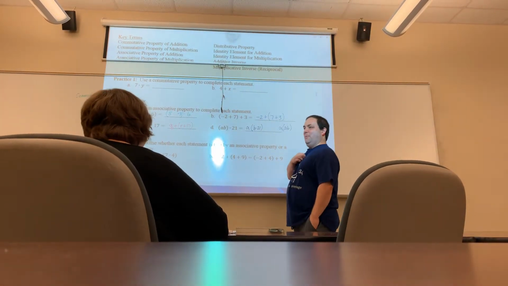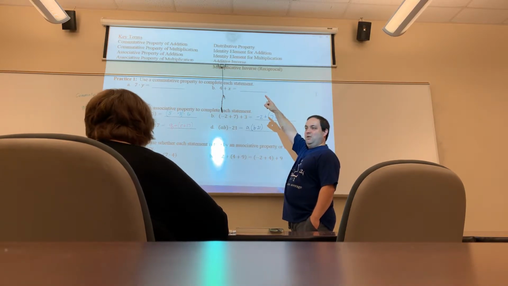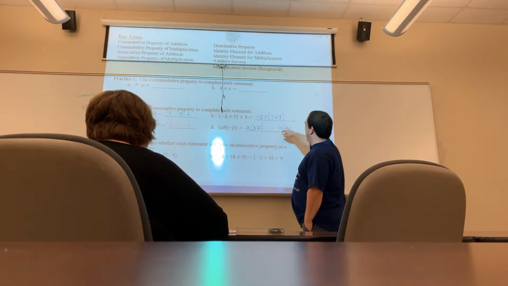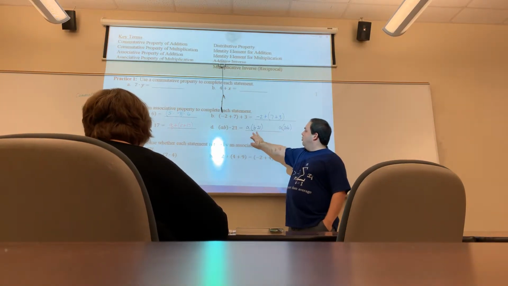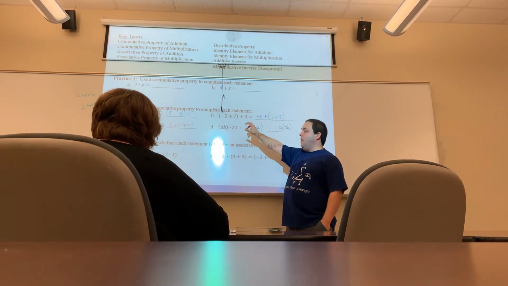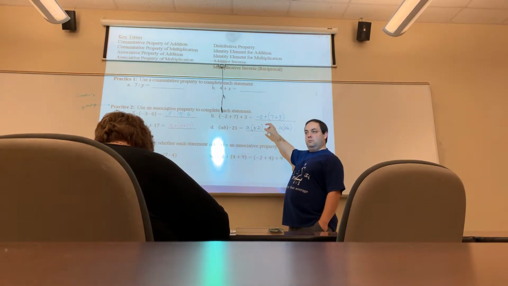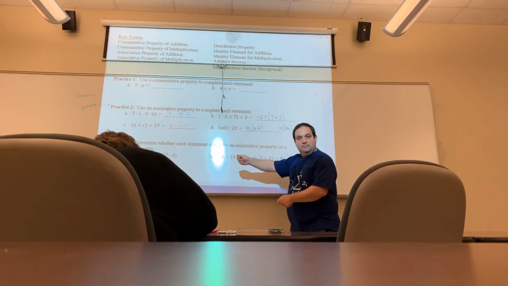Right, which property would that be? The one that's commuting, right? The commutative property would be this one. This is associative, the order of the terms didn't change, right? I changed my mental order.